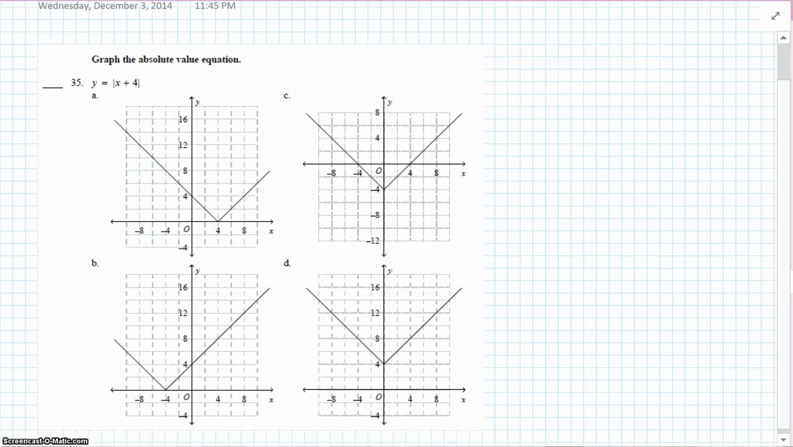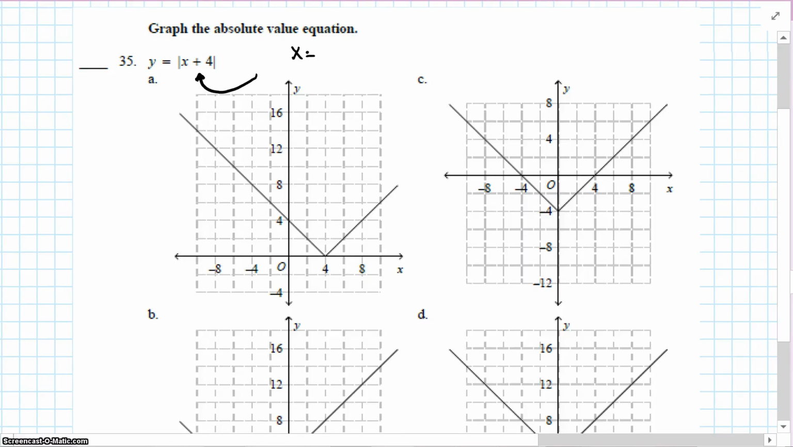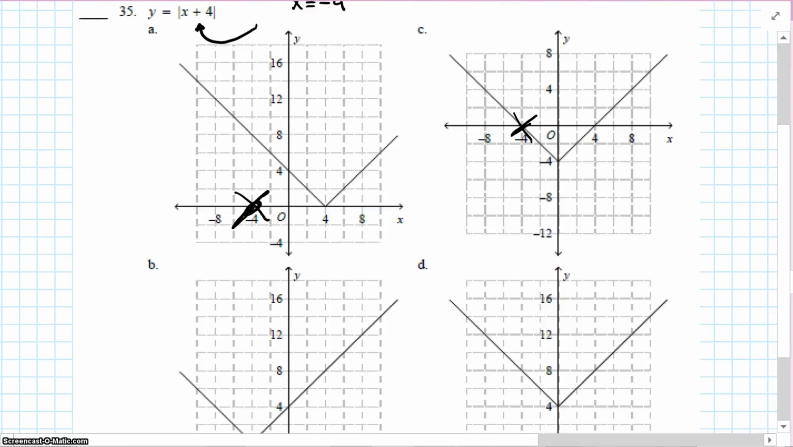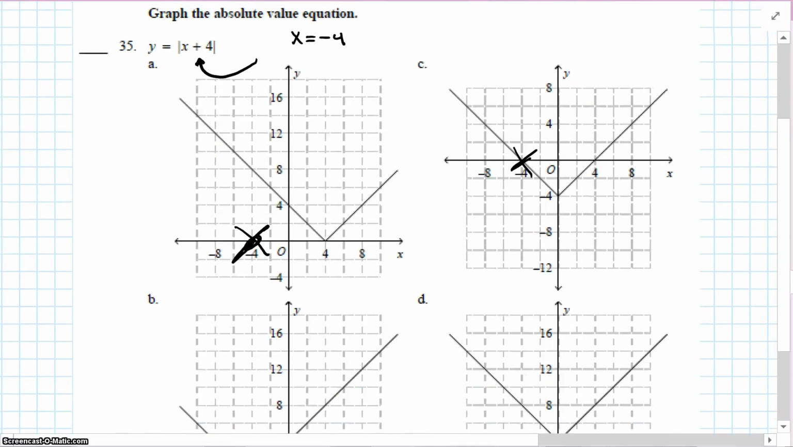Next question, 35. Graph the absolute value equation. Well, we can just plot points and plug. So the first thing we have to do is, what's X have to be to make that zero? Because we know that's going to be the vertex. Well, if X equals negative 4, that expression would be 0. So we know at negative 4, we should have a point of the vertex. So it should be there. And it should be there. So we have a winner with B.